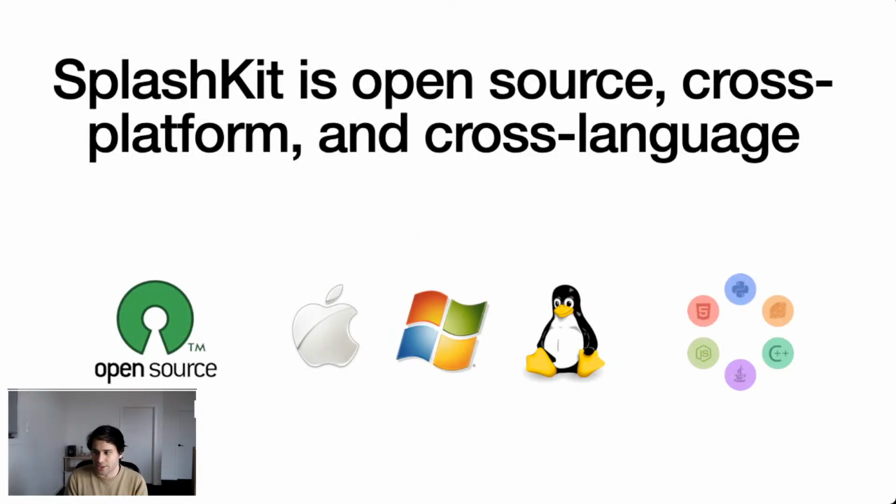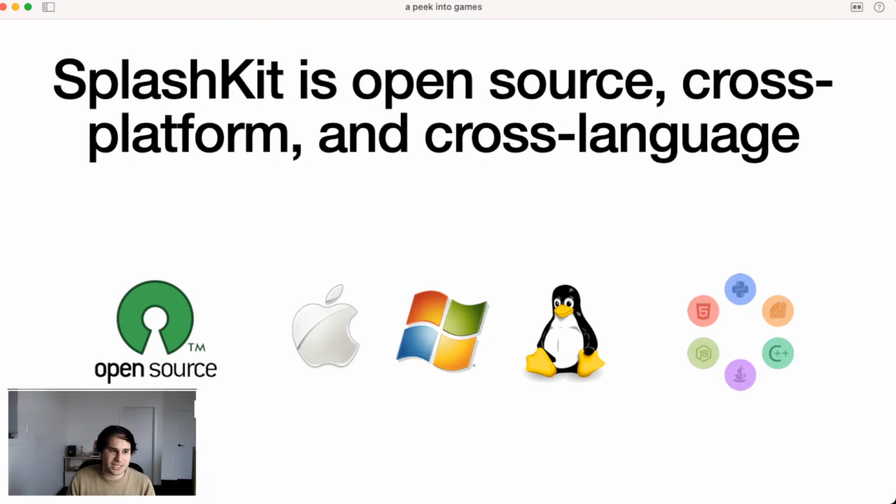And what's going on underneath it. So SplashKit is completely open source, cross-platform, and cross-language. So you can actually view all the source code on GitHub. I can send you a link to the GitHub if you're interested, and to see how it all works. It's cross-platform, so it works on Mac, Windows, and Linux. But the really interesting aspect is that it's cross-language.